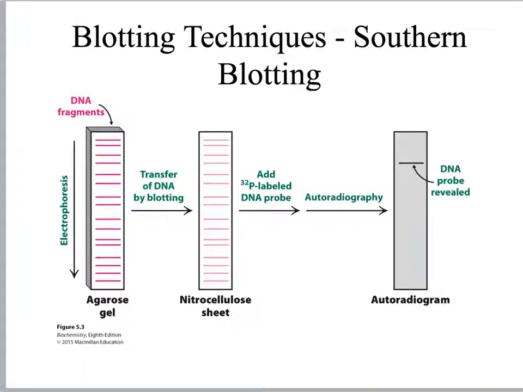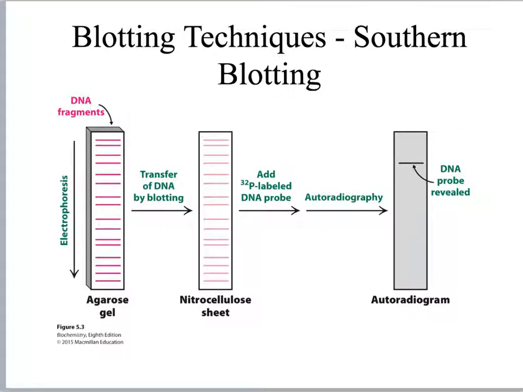So basically, with blotting techniques, what we're doing is we're taking our gel and we're transferring that information onto blotting paper or nitrocellulose sheet. That way we have a copy of what we're looking at, and we can do some other things with that. One method that's focused on here is called Southern blotting. Southern blotting is a technique that is used to transfer DNA and label it with a DNA probe for identification. We're trying to identify a particular fragment within that DNA.